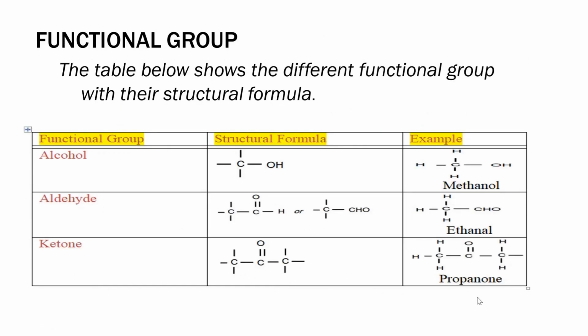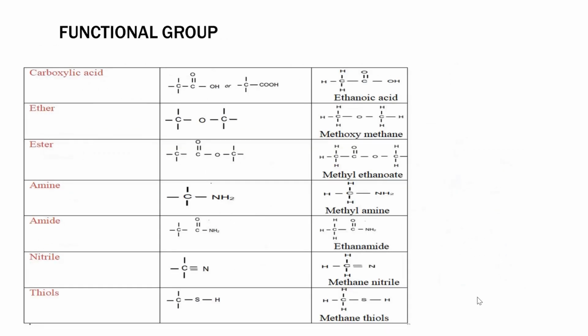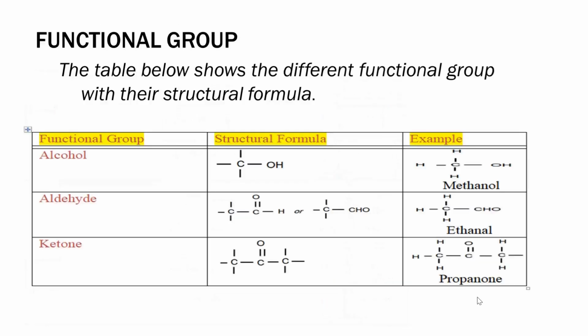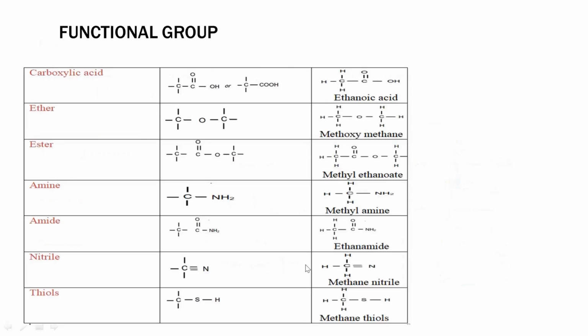The table below shows the different functional groups with their structural formulas. We should know this list. The table continues like this as well. If we see an OH group attached to carbon, the functional group is called alcohol. For CHO we call it aldehyde. For a CO group between carbons, we call it ketone. Similarly, for COOH we call it carboxylic acid. Oxygen between two carbons is called ether. So these are the functional groups.